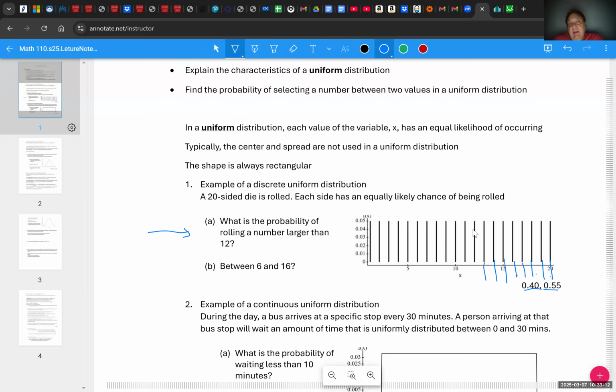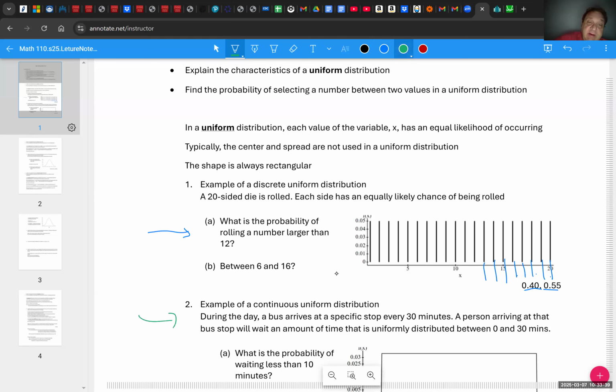So this is called a uniform distribution, but specifically a discrete uniform distribution because there are individual values of X. You can't roll a 1.5 on a die. It's either a 1 or a 2 or some specific number. You may remember from previous chapters, we also have continuous variables. So I have an example here of a continuous uniform distribution.